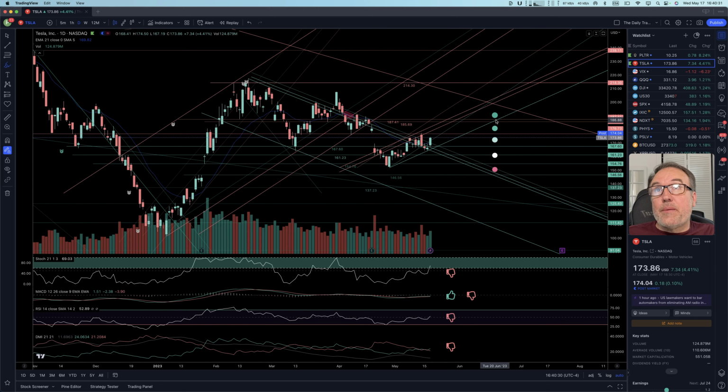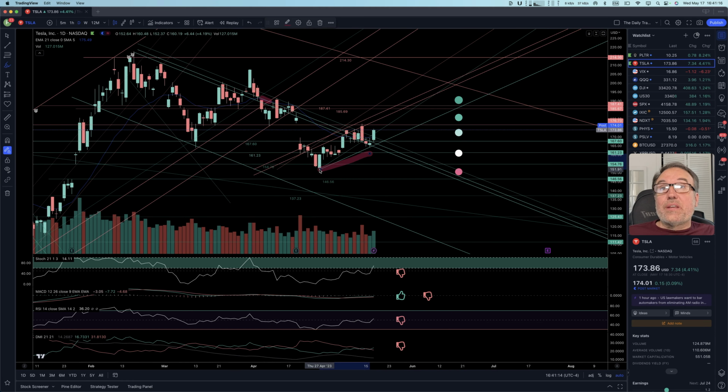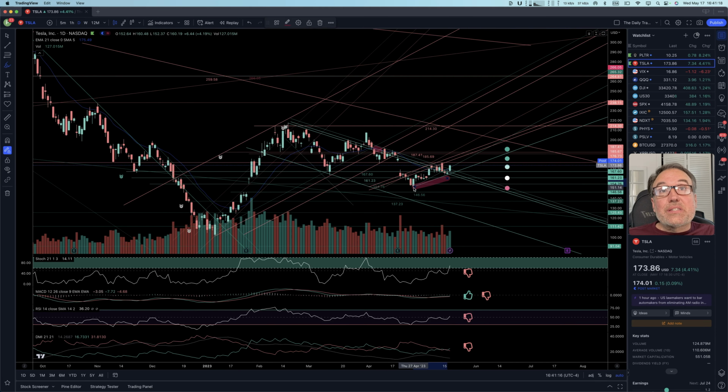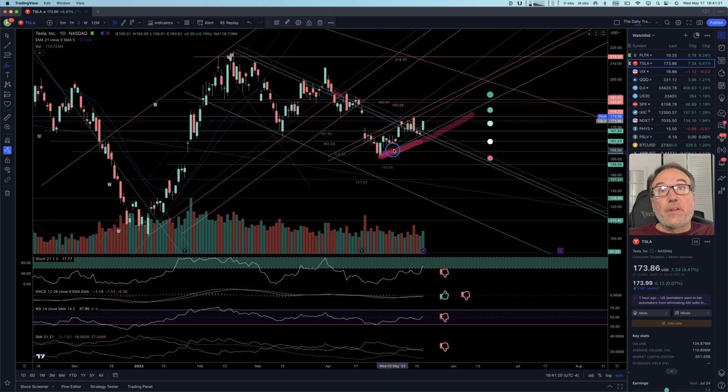Now, at the same time, within this downward channel, we have smaller patterns that are happening. We had a little bit of a bullish channel, then another downward channel, another bullish channel right here, another downward channel right here, and we have another bullish channel that started. The bottom of it was on April 27. So since April 27, the stock is in an uptrend within this downtrend.